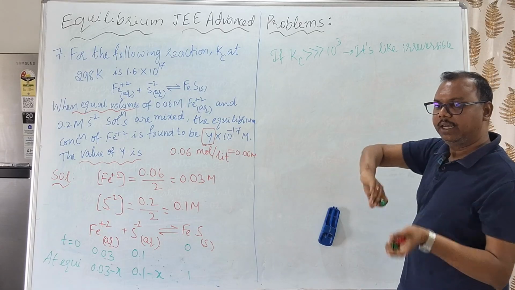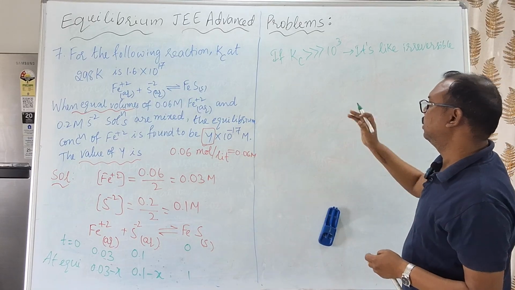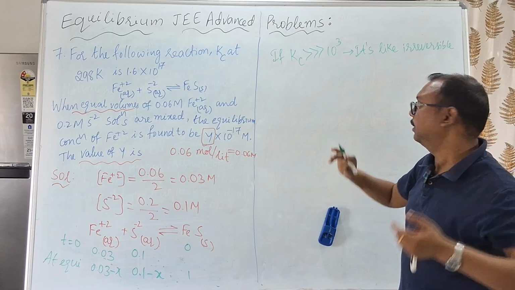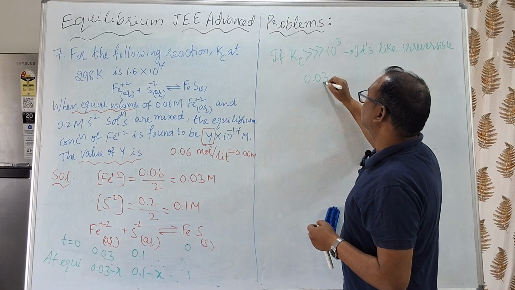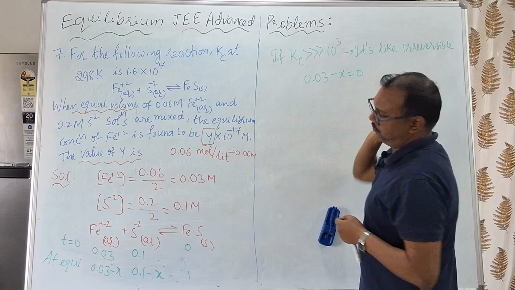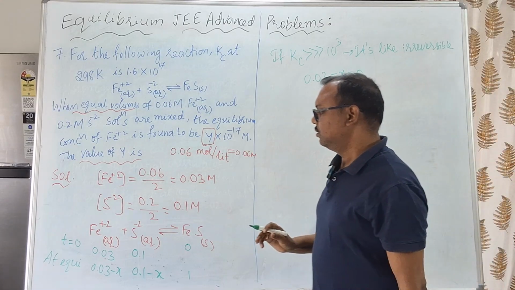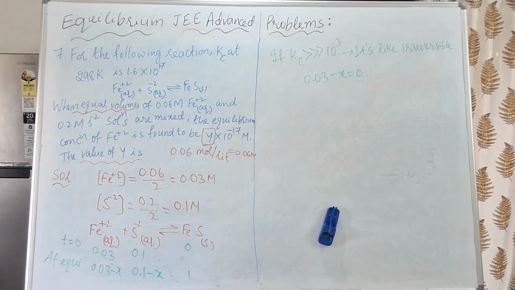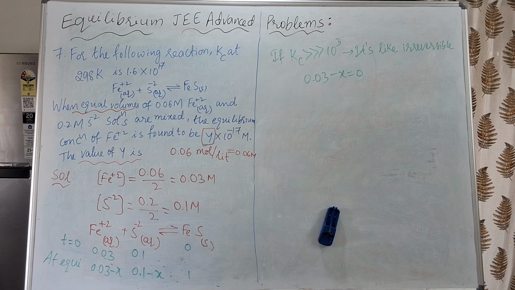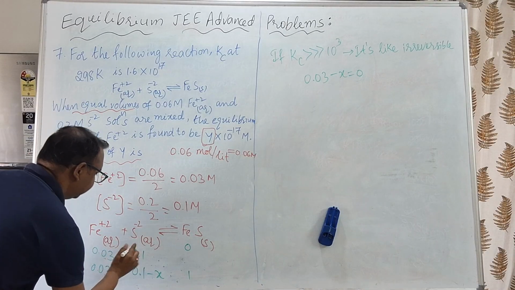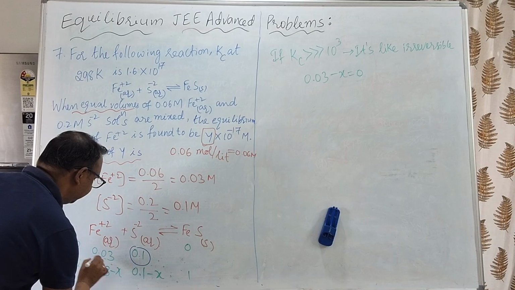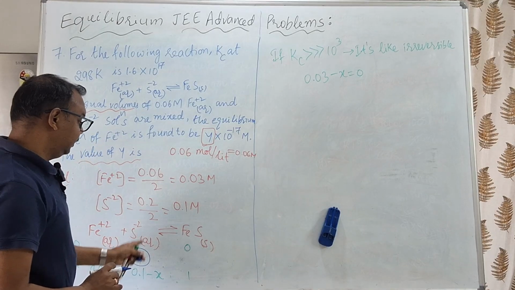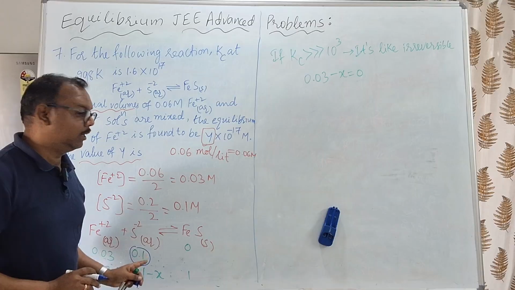Okay, all the reactant is converted into product, so the reactant concentration becomes 0. Therefore, 0.03 minus x equals 0. You see here, this is the excess amount, and this one is the limiting reagent. The limiting reagent will be consumed completely, but S minus 2 is in excess and does not get consumed completely. Keep that in mind, all of you.